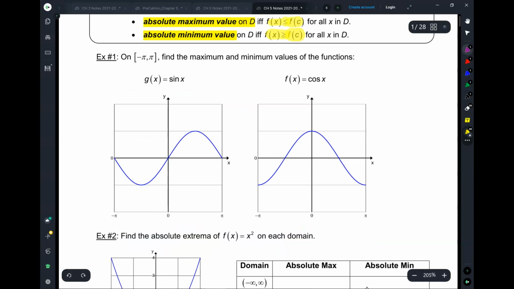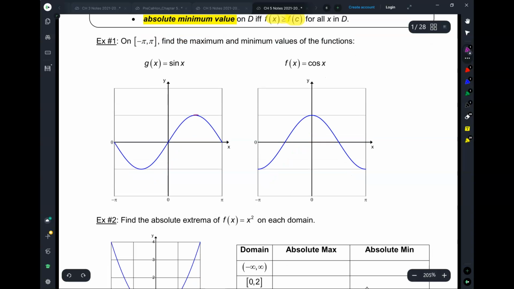All right, so take a look here. Look at what's given to us here. On the interval negative pi to pi, you see how we're given a concrete closed interval. Find the maximum and minimum values of the functions. So we already know this. Here there is a maximum, right? The x value there is pi over 2, and the y value is 1. So the way I write it is f of pi over 2 is equal to 1.